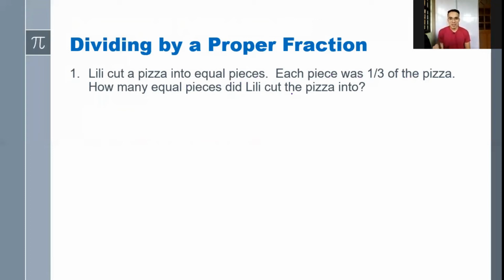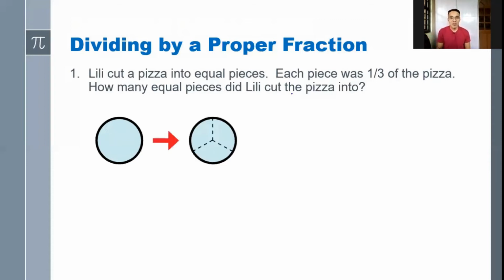So there's a pizza, and the pizza is being cut into equal pieces. What you know about the pieces is that one piece is 1/3 of the whole thing, which gives us an idea that the pizza should be divided into 3 equal parts in order to get 1/3. Okay? So the question here is how many thirds in this whole?